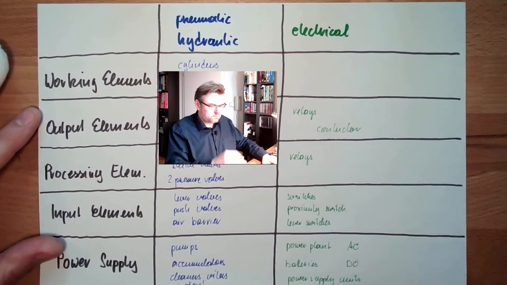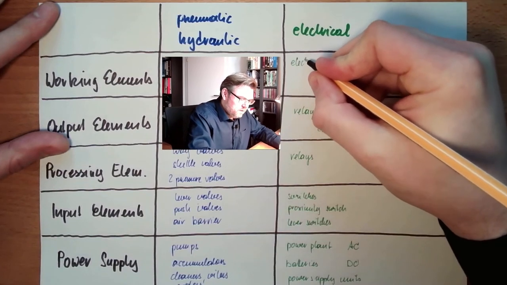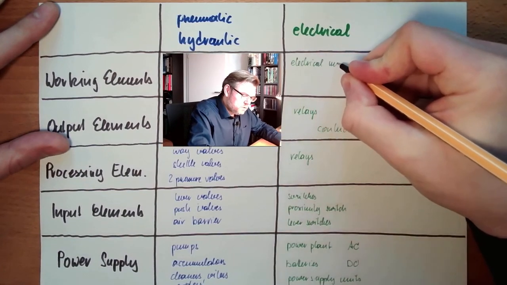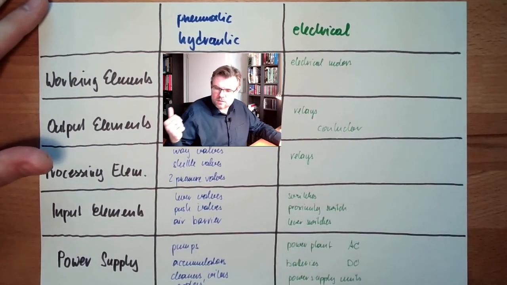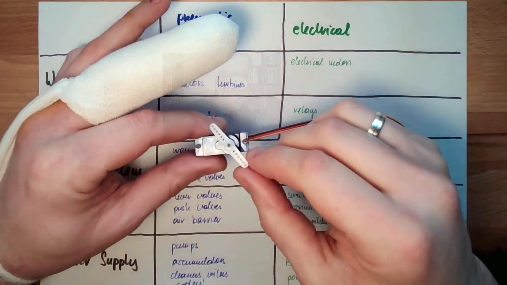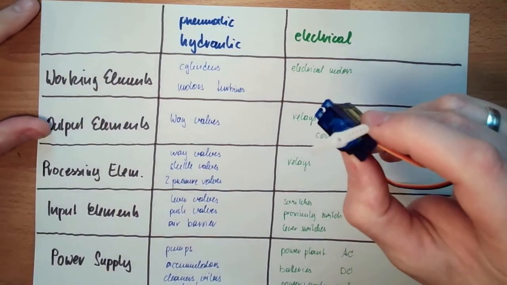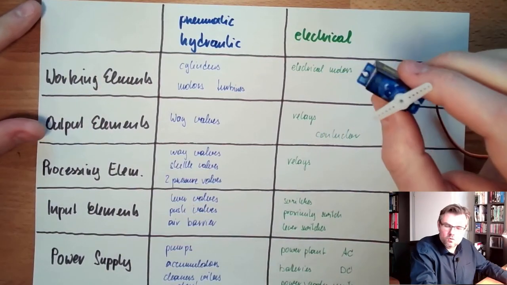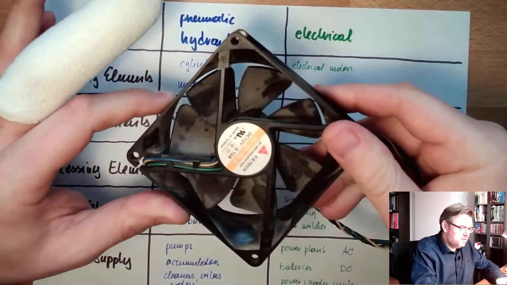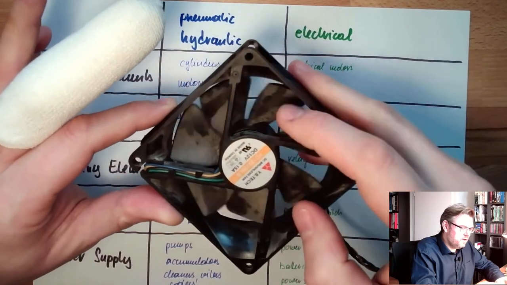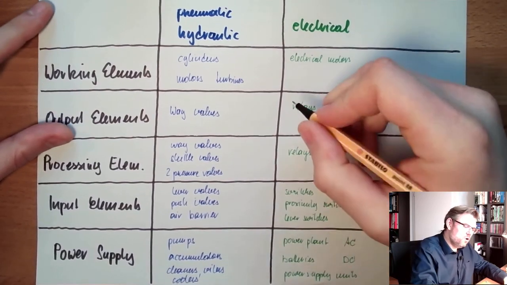And then there are working elements, and working elements are usually electrical motors. Motors also here. This is, for instance, a servo motor, a pretty small one. It's mainly a matter of scale. So there are big ones also. Also here a small motor is built in, a motor built inside there, and this fan. So electrical motors or magnets.